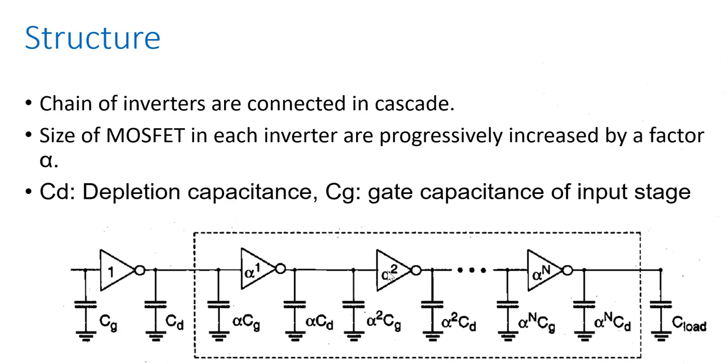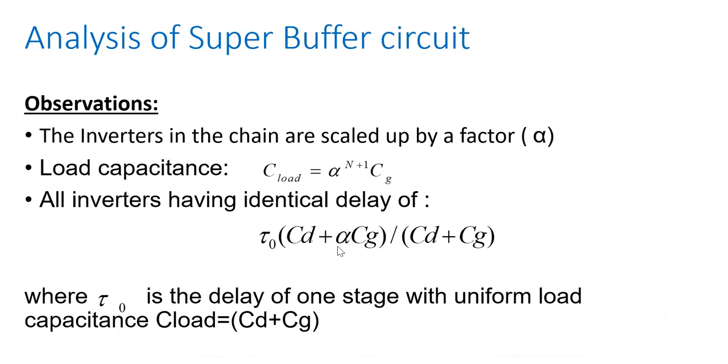Now check the same for the next one. It will be alpha square into CD plus, the next cube will be alpha cube into CG. So take alpha square common, CD plus alpha CG. Capacitance increases by a factor of alpha square, and current also increases by a factor of alpha square. So again the load capacitance to current ratio is the same, so the delay will be the same.